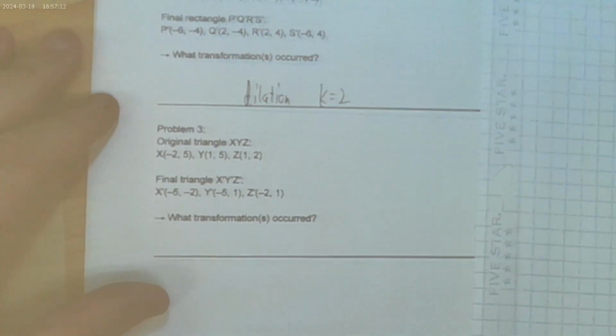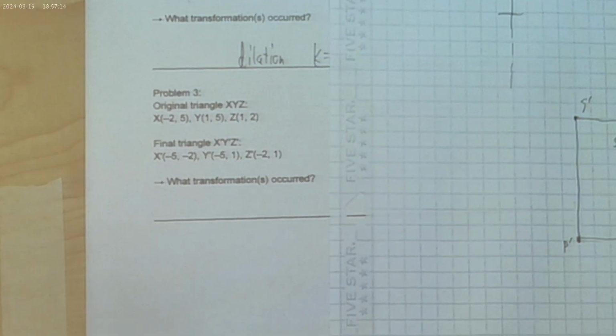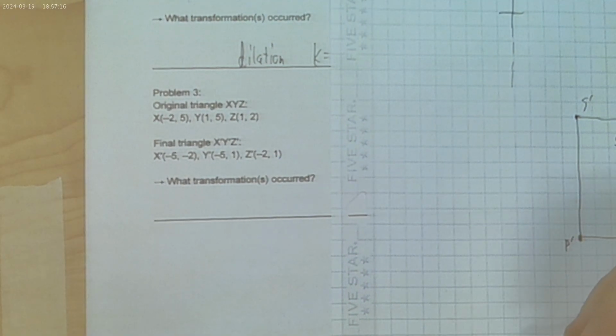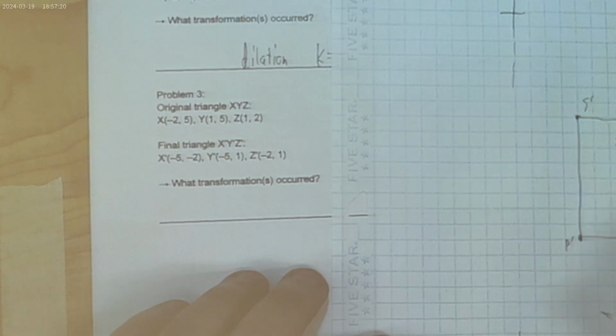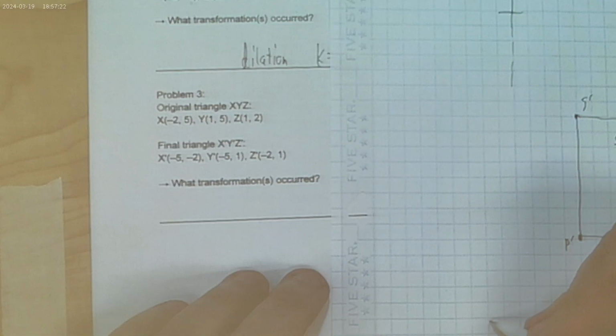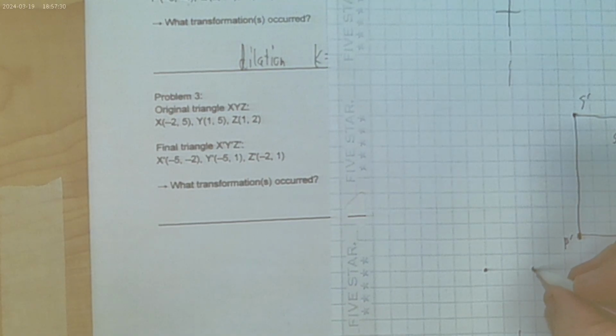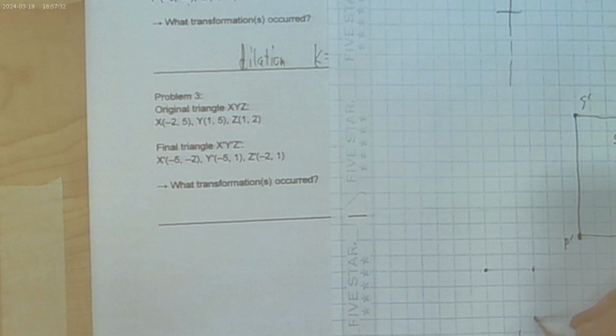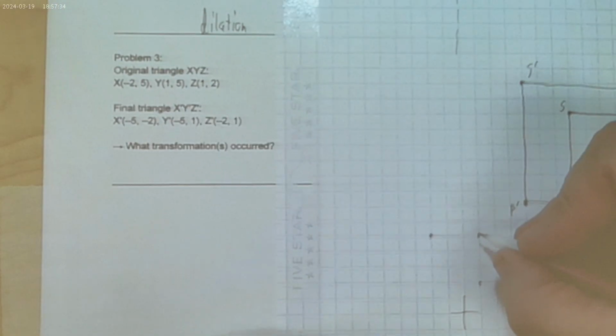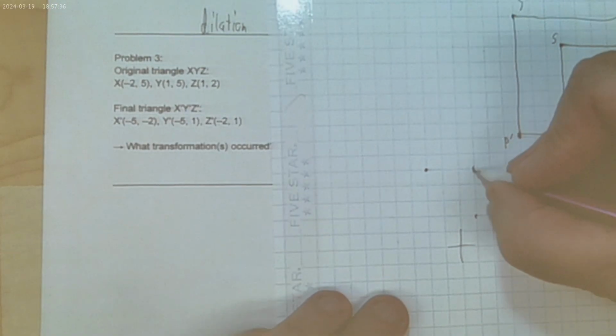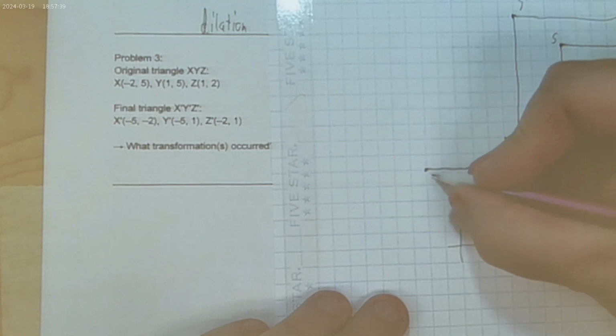Next we've got problem 3, and I'm going to do this triangle here. I just need this much space. So -2, 5, 1, 2, 1, 2, 3, 4, 5. And then 1, 5, 1, 1, 2, 3, 4, 5. Then 1, 2. So there we go. This is our third triangle and our final one.